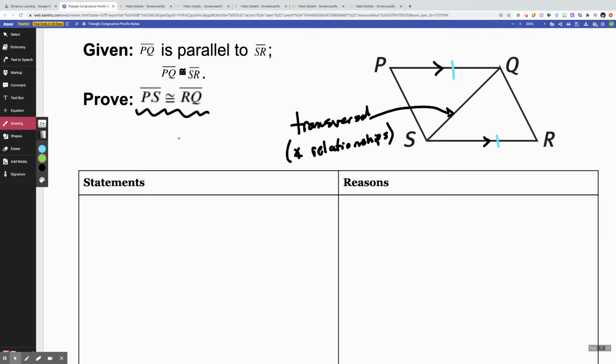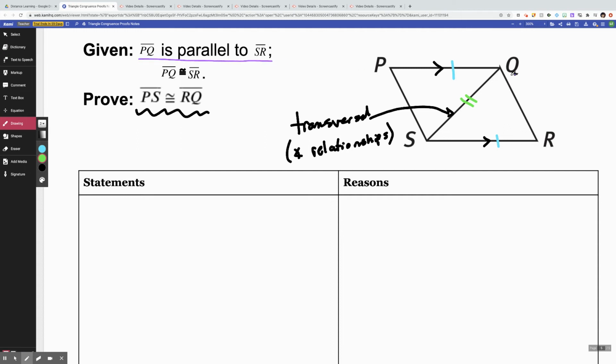The easiest thing for me to mark on this diagram that can give me another side or another angle is this side that they have in common. So now I know I either need another side or I need another angle. Since I'm trying to prove that this side PS and this side QR are congruent, I can't really use those. So I need another angle. The one thing I haven't used yet in my diagram is this.